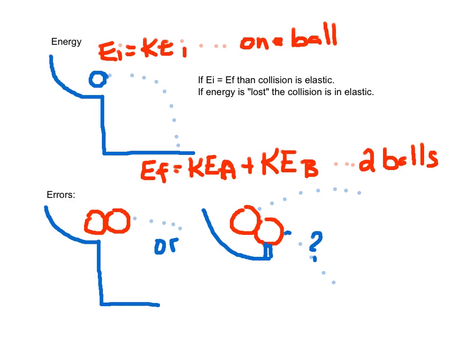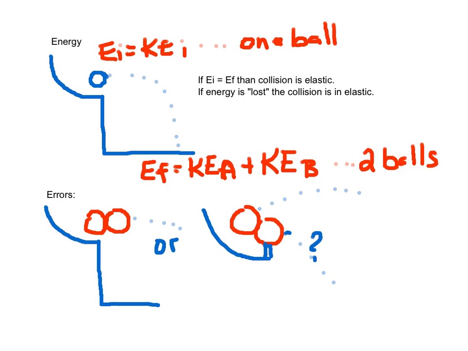The lab is asking you to examine the energy before. Now, before they collide, only one ball is moving, so there's kinetic energy of ball 1 or ball A. And after the collision, both balls are moving, so these horizontal velocities add to the kinetic energy of A and the kinetic energy of B.